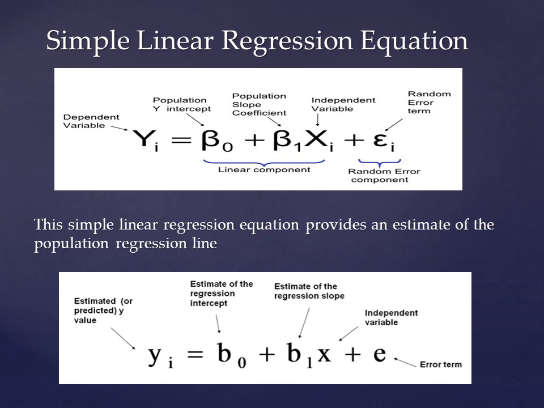Therefore, it is important to understand the distinction between the population regression equation and the sample regression equation, where y is determined as the dependent or study variable and x is termed as the independent or explanatory variable. The terms beta 0 and beta 1 are the parameters of the model. The parameter beta 0 is termed as an intercept term, and the parameter beta 1 is termed as the slope parameter. These parameters are usually called regression coefficients.